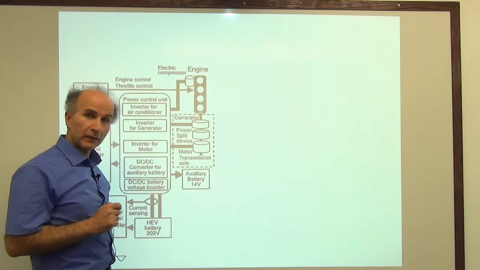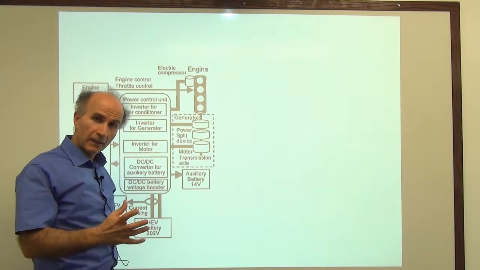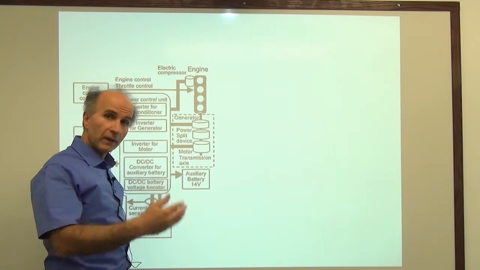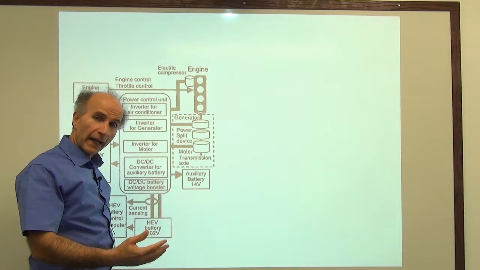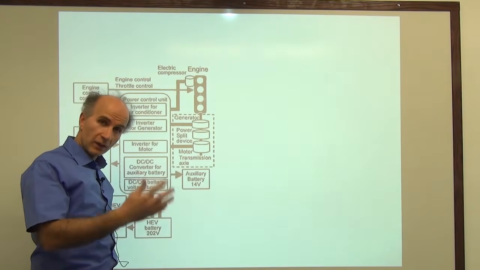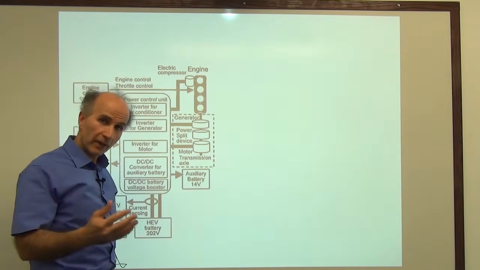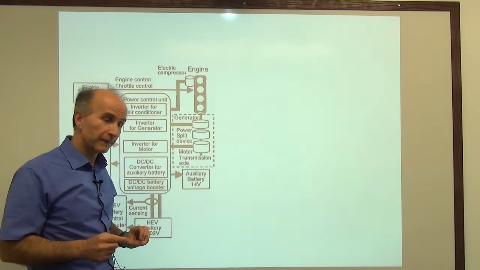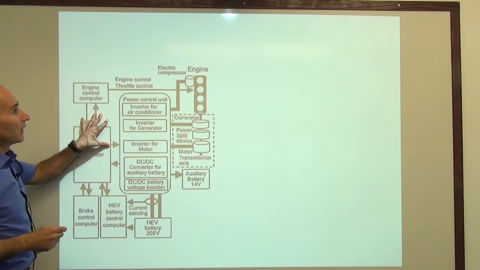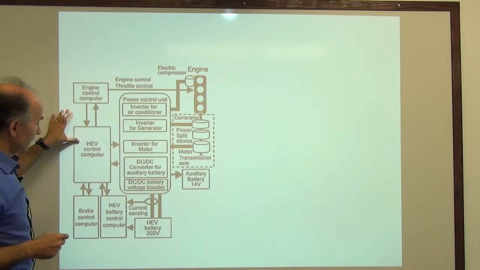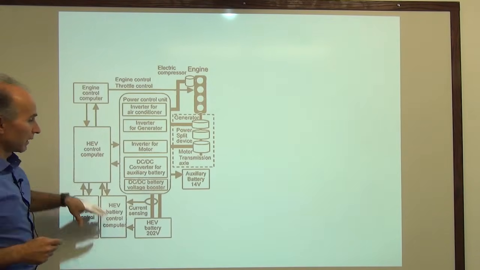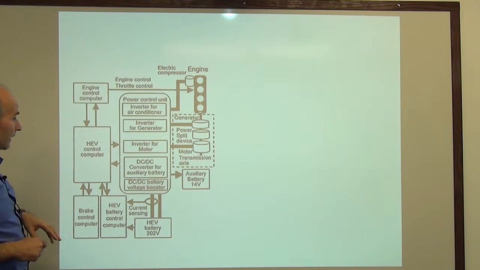So in a hybrid car, we have a battery that is charged when the engine is running, and when the engine needs energy, it comes from the battery rather than from the fuel. And here's an example of a hybrid car. You can see lots of different blocks here. We don't have time to go through them.